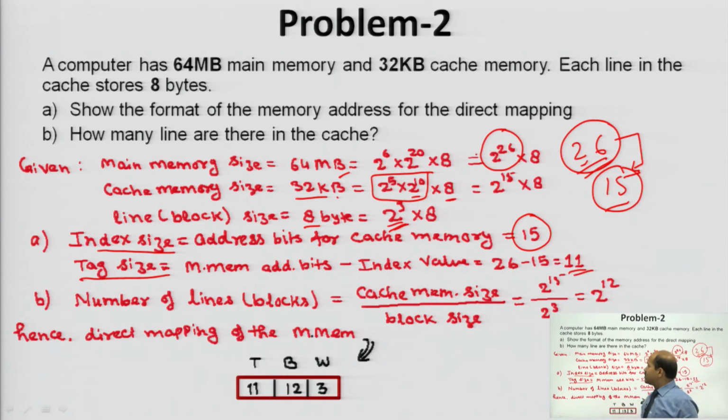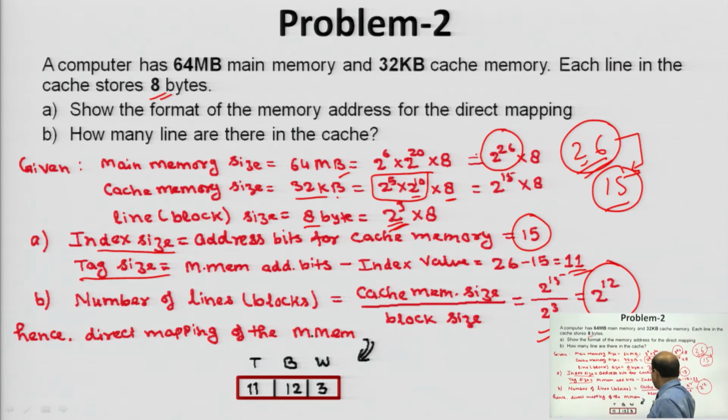Now, the next part of this question asks how many lines are there in the cache. So, we have to calculate the number of lines or number of blocks. How can this be calculated? It is very simple: the number of blocks or lines is the total size of the cache memory divided by one block size or one line size. Here the cache memory size is 2 to the power 15 and the block size is 8 bytes, that is 2 to the power 3, so it will become 2 to the power 12. So, in this case the number of blocks is 2 to the power 12, and 12 bits are required for block mapping.